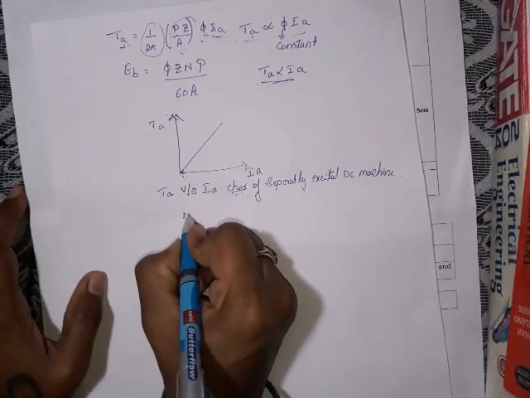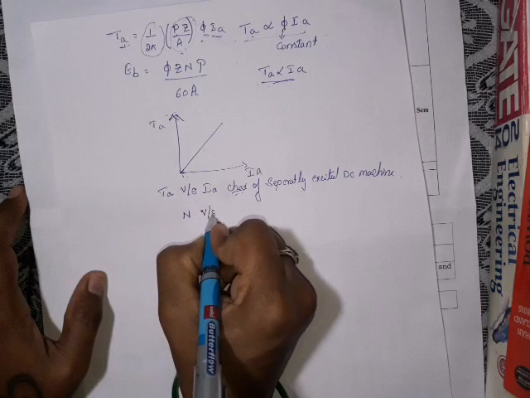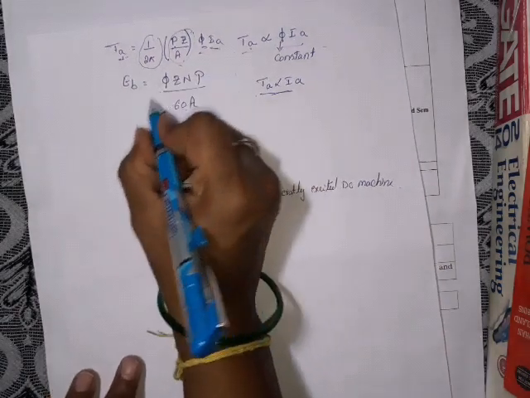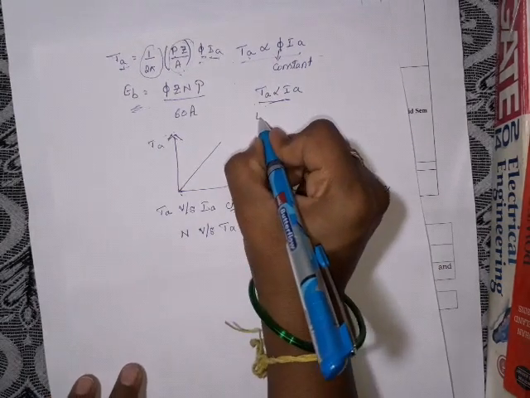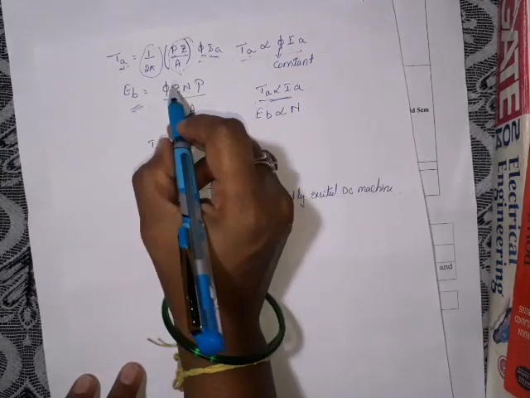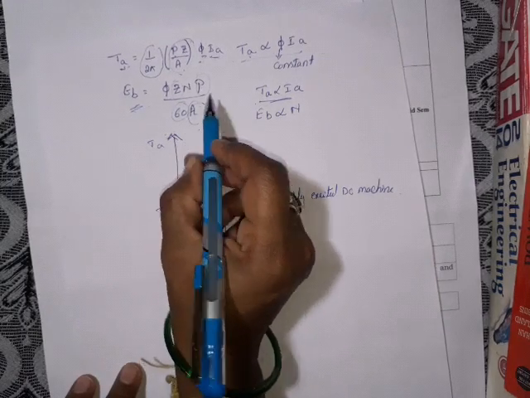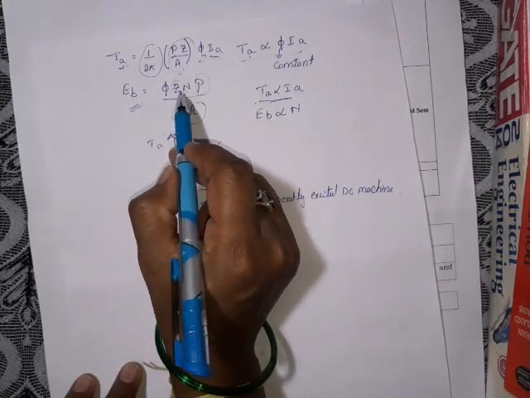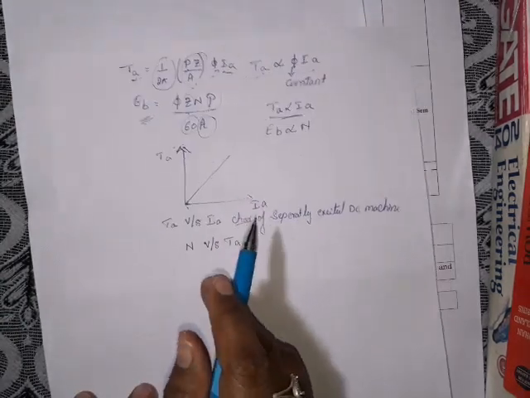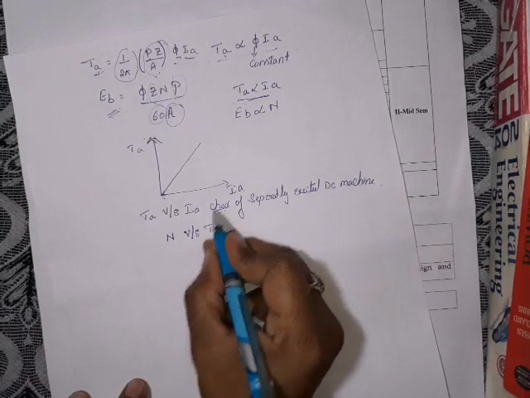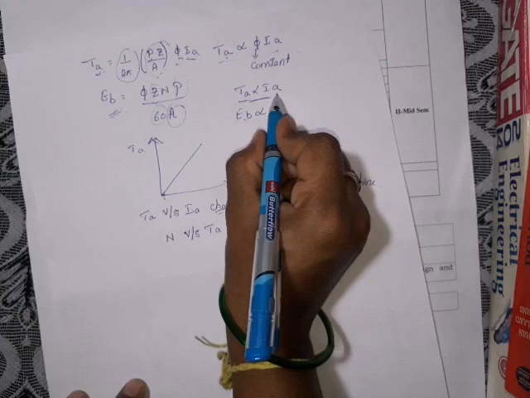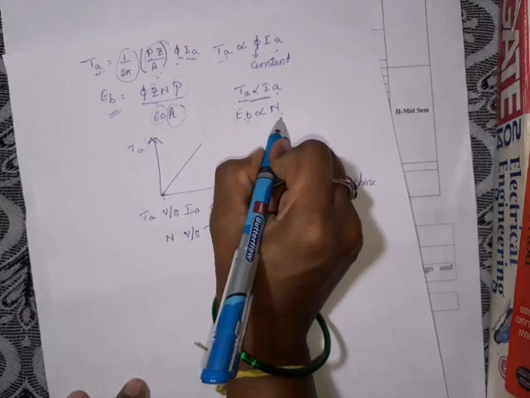Second characteristic, speed versus armature torque. So here we come to this equation. EB is directly proportional to N because Z is constant, P is constant, 60 is constant, A is constant. So EB should be directly proportional to phi into N, but phi is also constant in the case of a separately excited DC machine. So I can write EB is directly proportional to N. TA is directly proportional to IA. EB is directly proportional to N.